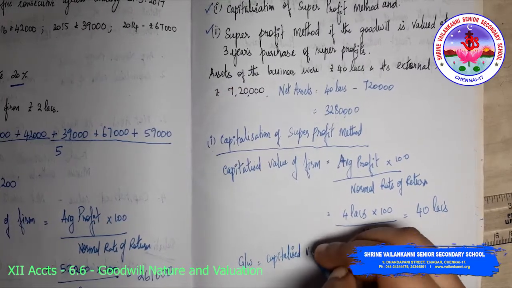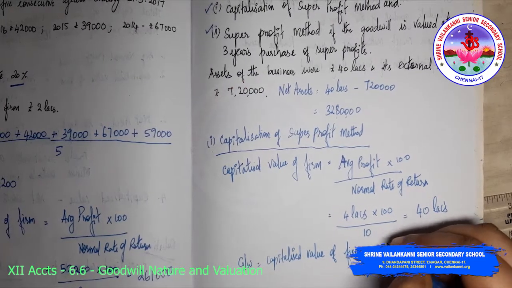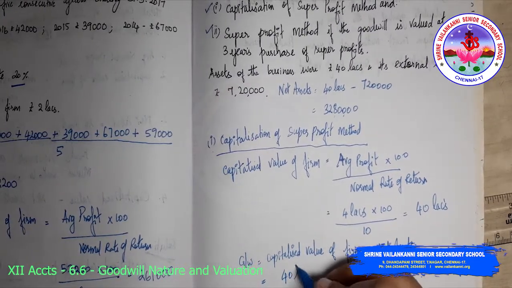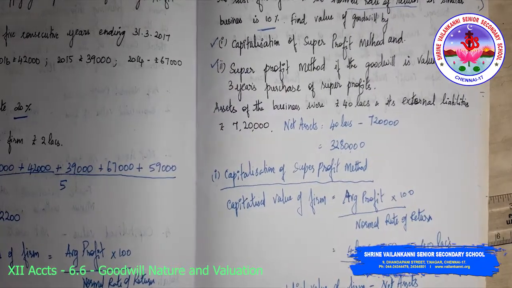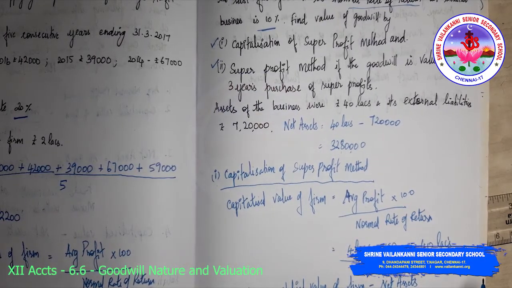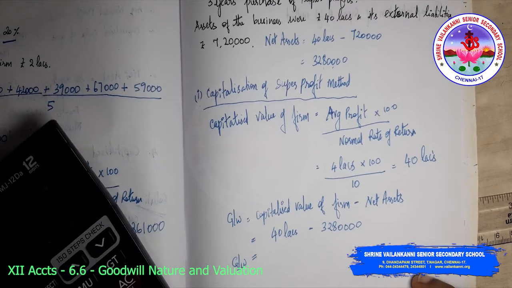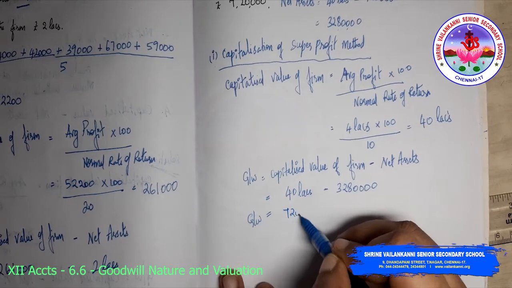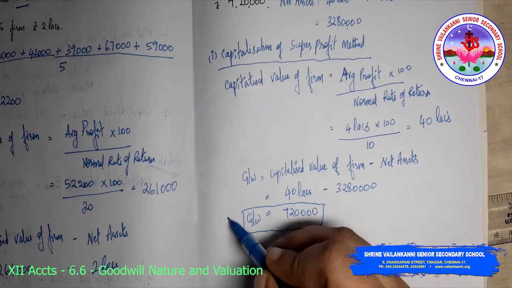40 lakhs capitalized value minus net assets. So goodwill is equal to capitalized value of firm minus net assets. Capitalized value of firm is 40 lakhs. Net assets, we just now found what is the net assets, 32 lakh 80,000. So 40 lakhs minus 32 lakh 80,000, you get goodwill as 7 lakh 20,000. Okay, so this is answer under the first division.